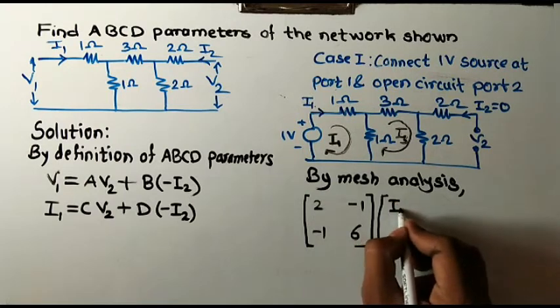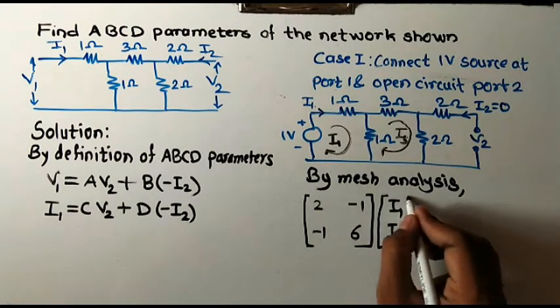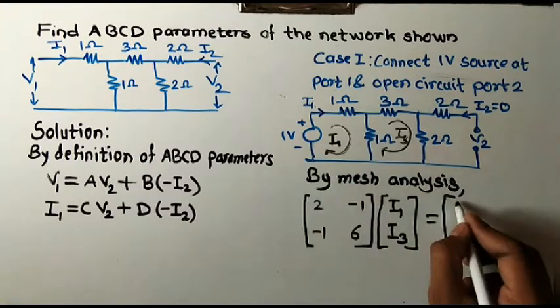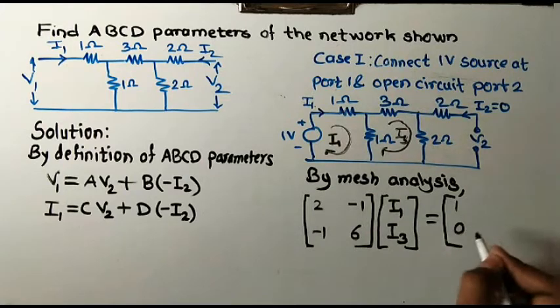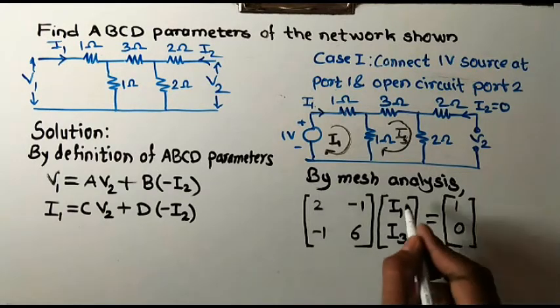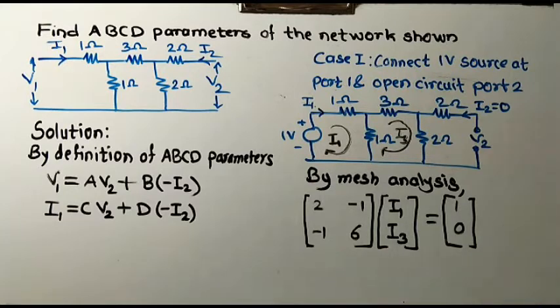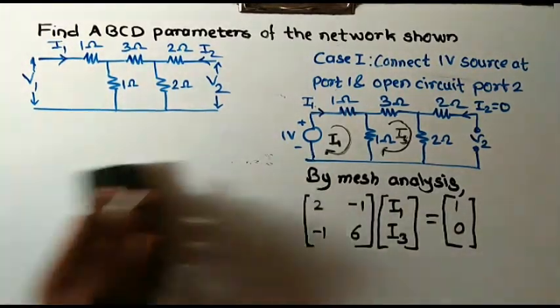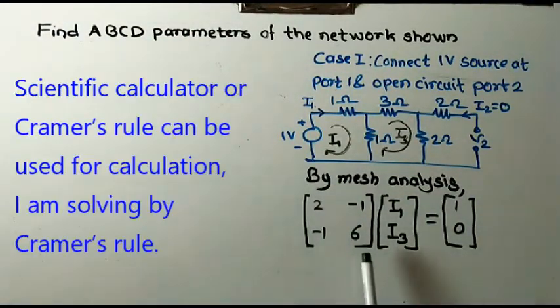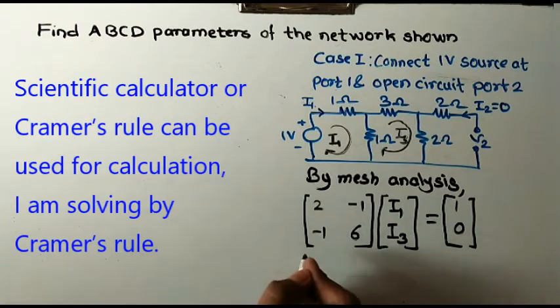Now the unknown currents are our I1 and I3 respectively, equals to voltages: the 1 volt supply is applied in mesh 1 and for mesh 2 the voltage is 0. So this will be the matrix equation for the mesh analysis. Now by using calculator you can directly find the value of I1 and I3. If you don't want to use calculator, you can go by regular procedure here, and we can find the same values by using mesh analysis.